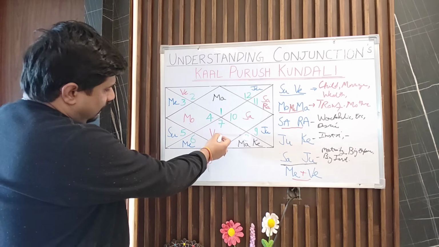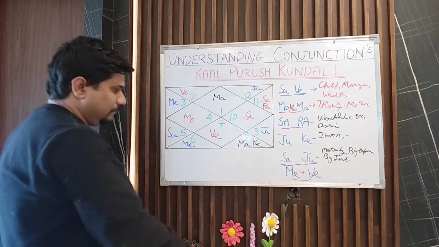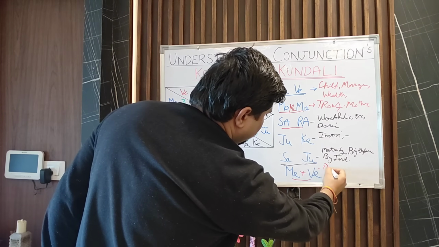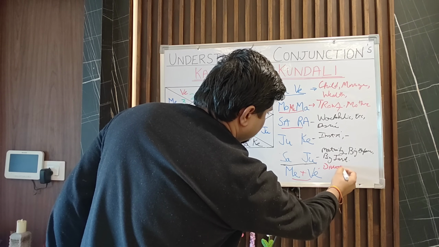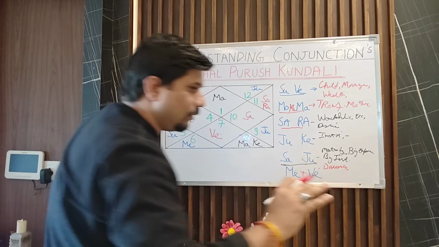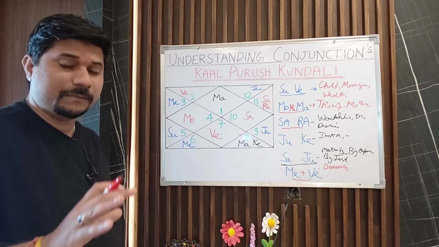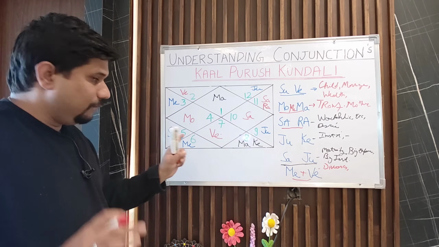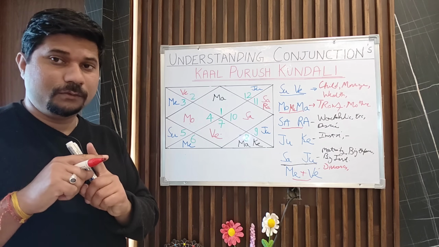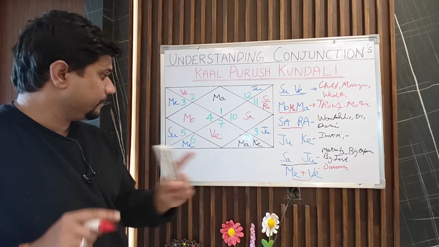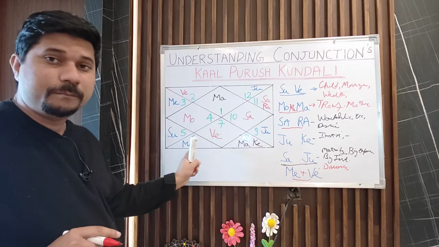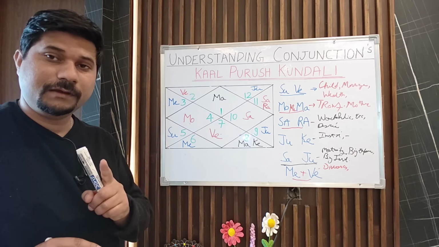This is the house of marriage and this is the house of divorce. It means divorce yogas are present in the horoscope. Whether divorce will happen or not happen totally depends on the dignity in which this conjunction is present. But whenever Mercury and Venus are conjunct in the horoscope, I will tell you, this will create some disputes in the marriage and married life aspect.